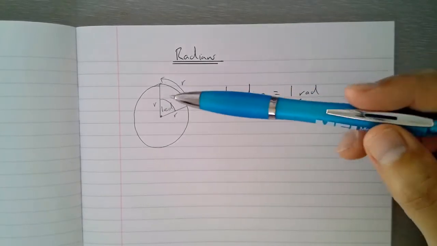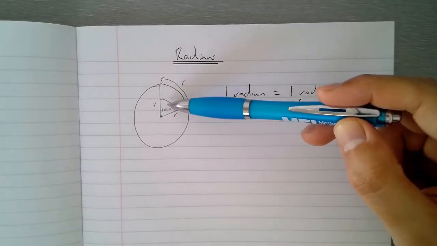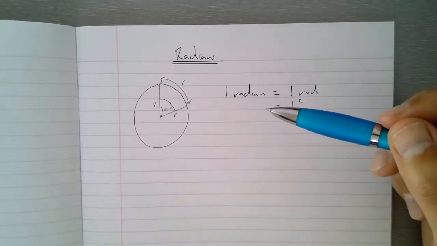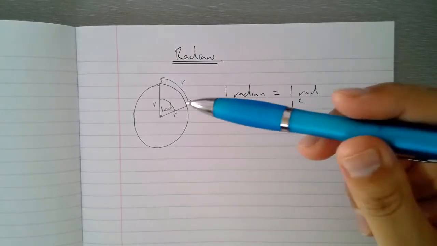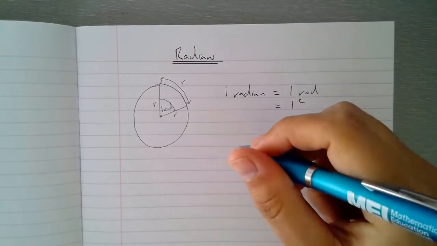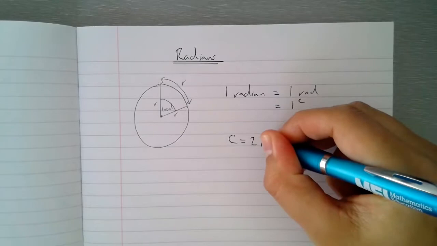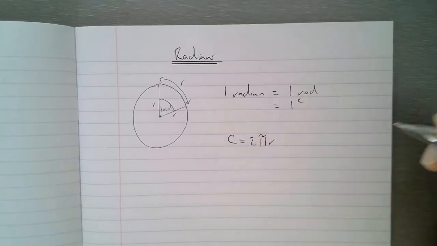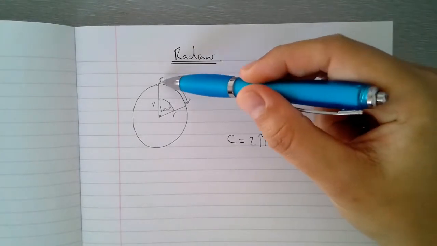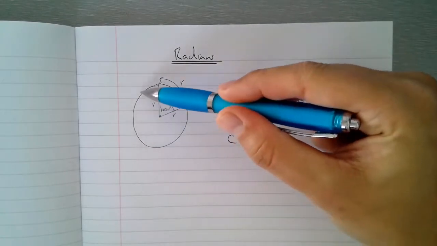But the interesting thing is that if this is 1 radian, we might want to know how many radians are in one circle. And so the best way to think about this is, what's the circumference of any circle? Well, the circumference of any circle is 2 pi times the radius. And so far I've gone 1 radius around the circle. So if I times this by 2 pi r, that would take me all the way round the circle.